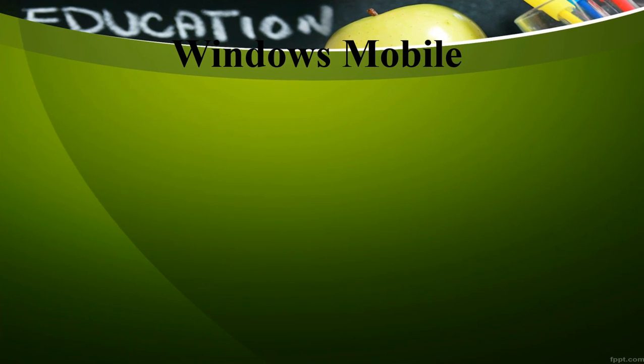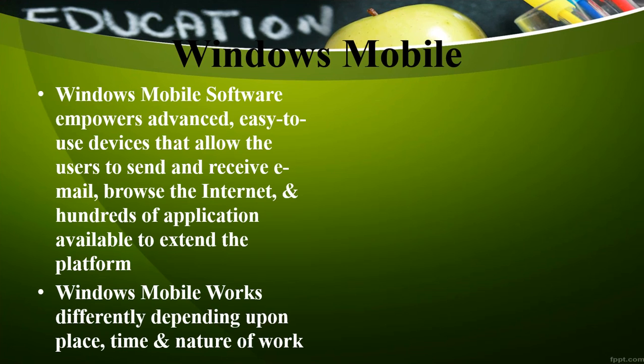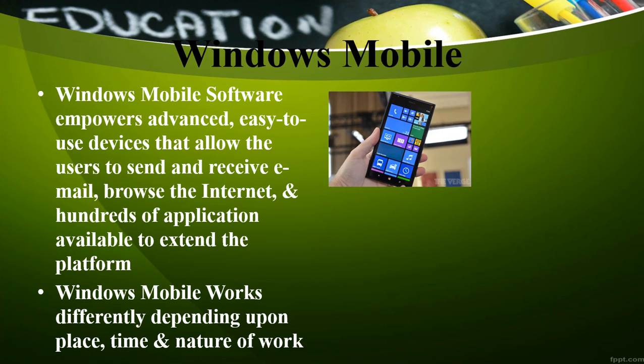Just like you have a laptop or computer, like a desktop with everything on your computer screen, that type of mobile phone also exists. So Windows Mobile software empowers advanced, easy to use devices that allow the user to send and receive emails, browse the internet, and use hundreds of applications available to extend the platform. Windows Mobile works differently depending upon place, time and nature of work. You can see the picture of a Windows Phone.